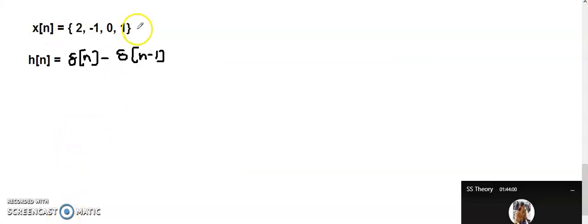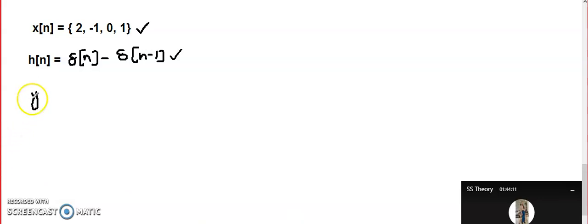So let us suppose xn is this and hn is this, delta n minus 1, and we need to find out, if xn is this and hn is this, we have to find out the yn. Yn is xn convolution with hn. So can you suggest what will be the yn? What will be yn?